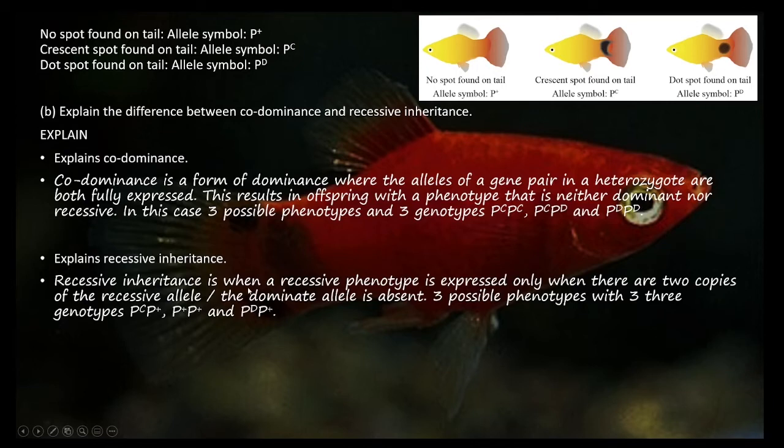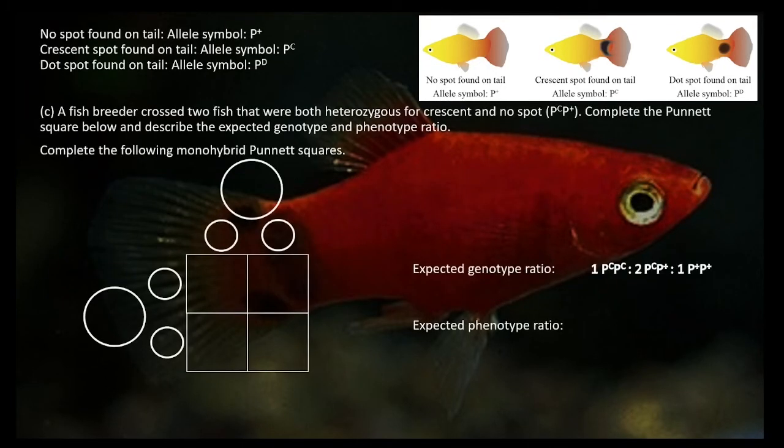And recessive inheritance is when a recessive phenotype is expressed only when there are 2 copies of the recessive allele. Bang. When you stop there, you stopped at achieved level, but now we need to move on to merit level. The dominant allele is absent. There are 3 possible phenotypes with 3 genotypes. And that one is going to be crescent, and this one is going to be dot, and this one is going to be no spot whatsoever. And those are 2 merit options for you there.